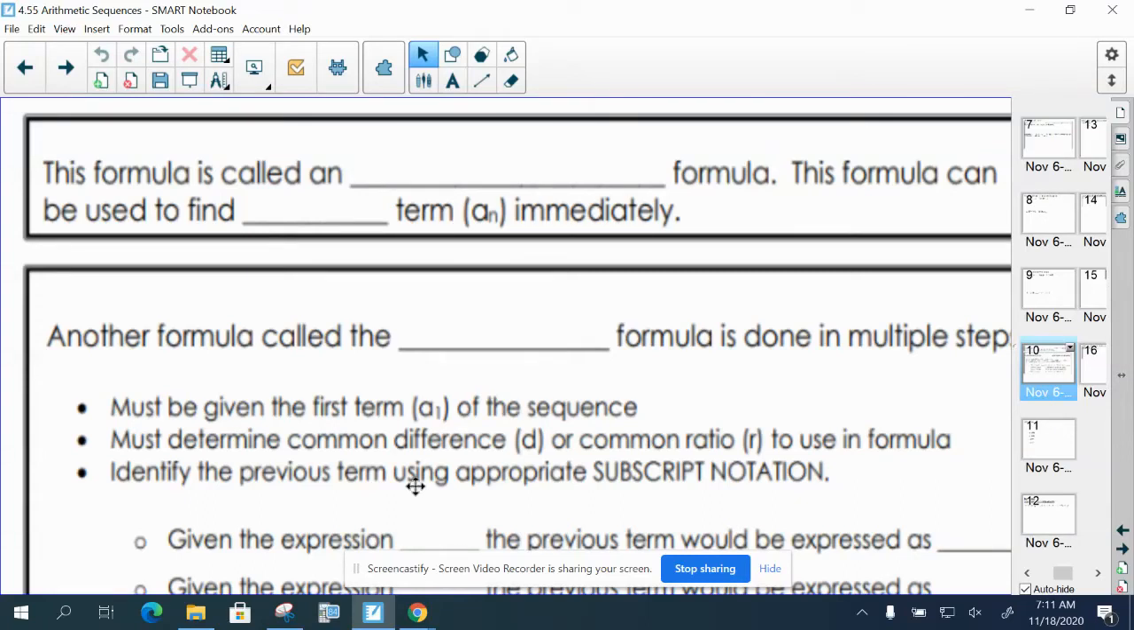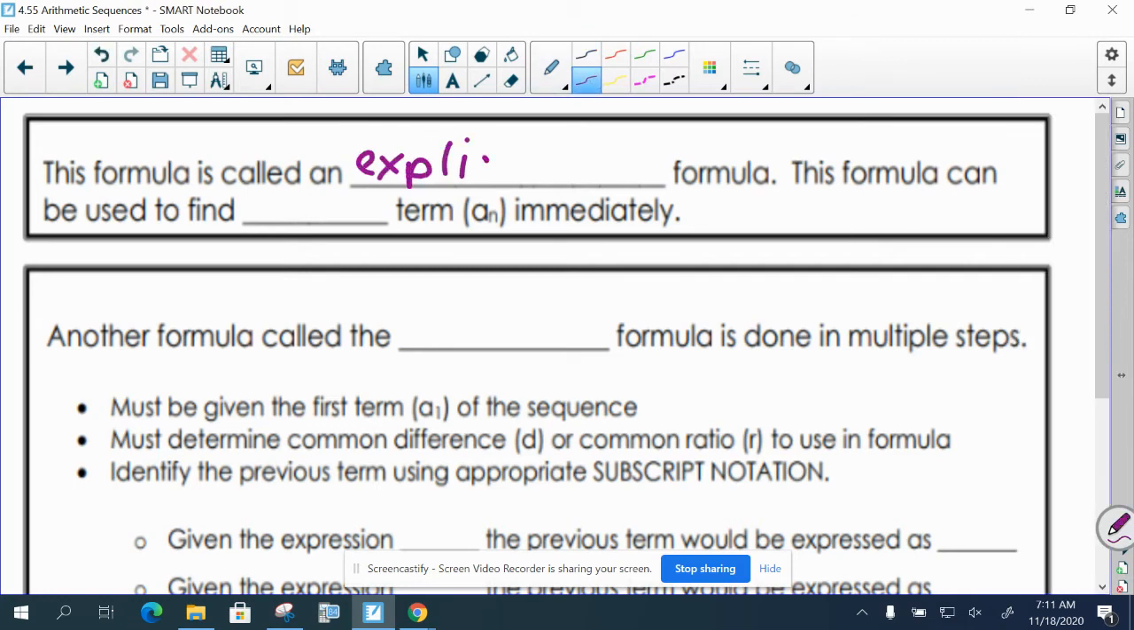Hi everyone, this is lesson 4.55 part 2, and we're going to learn a different rule for arithmetic sequences. The rule that you learned in the last lesson is called an explicit formula. This formula can be used to find the nth term, which is a sub n, immediately. Explicit means immediately. But another formula is called the recursive formula, and it's done in multiple steps.